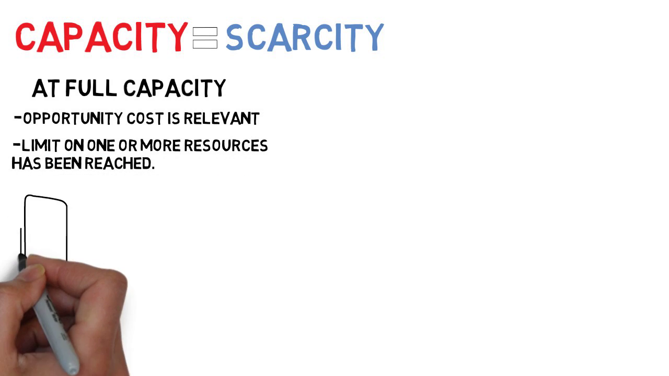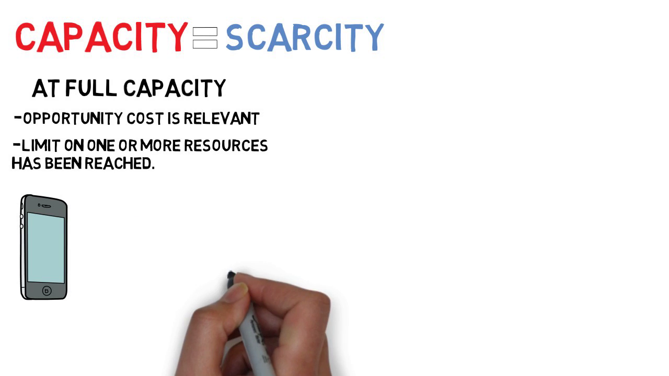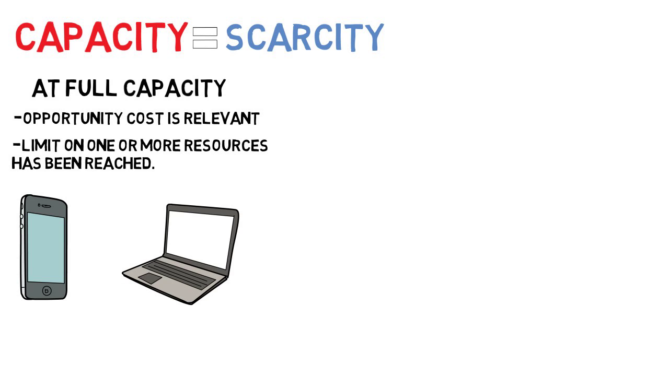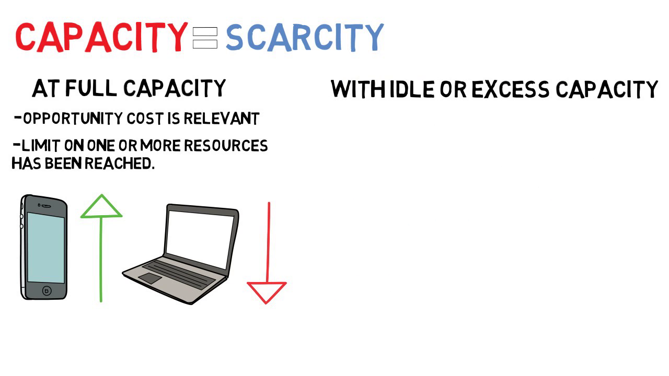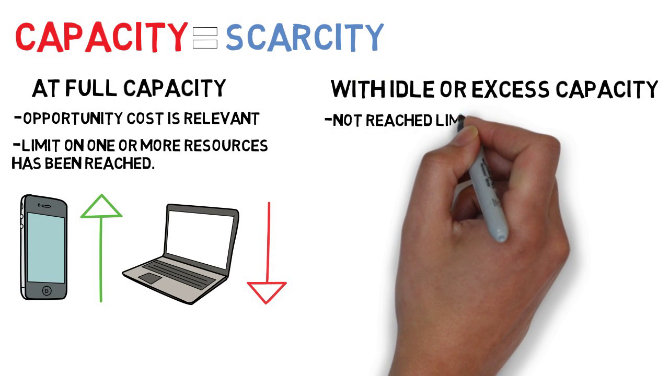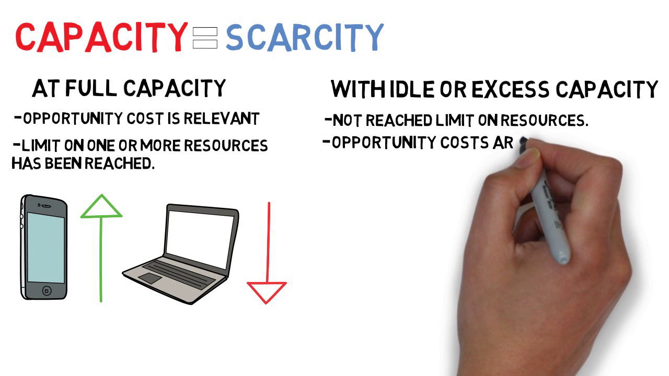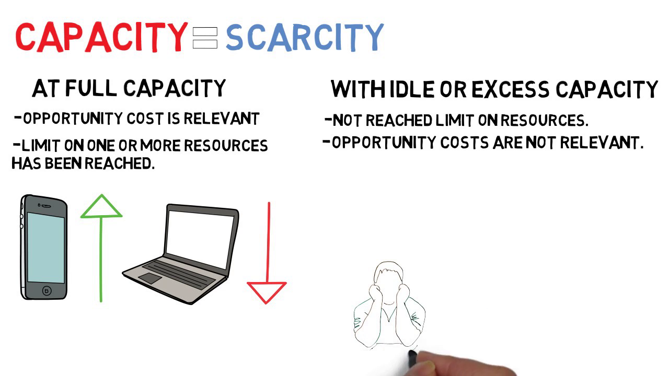For example, when you have two products and want to make more of one, you have to produce less of the other. However, with idle or excess capacity, you have not reached the limit of resources. Therefore, opportunity cost is not relevant. For example, if your employees have time to think about video games, the company is not operating at full capacity, but rather excess capacity.